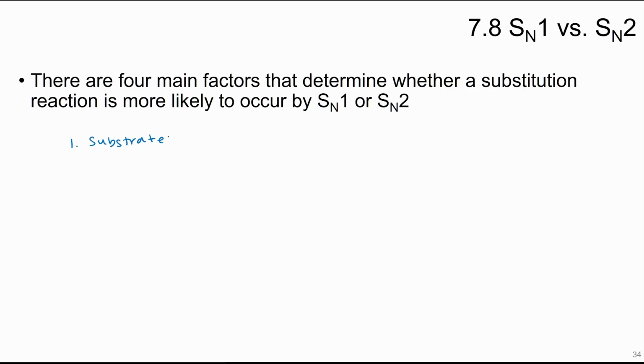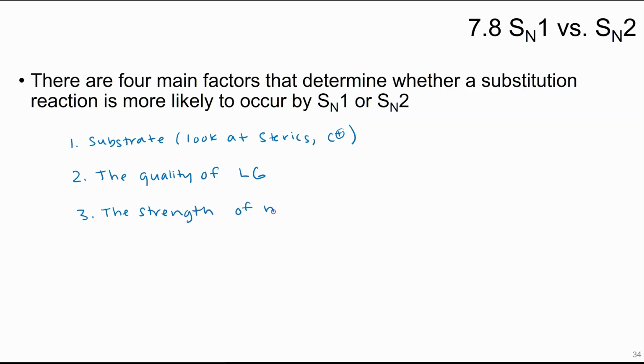Both sterics and the stability of the carbocation will play a role here. The quality of the leaving group is important. The strength of the nucleophile. And also the solvent. And we'll take a look at each of those things.